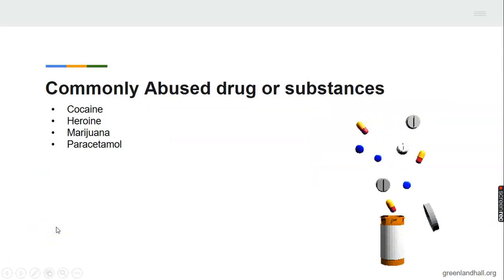Now, let's see some commonly abused drugs or substances. Cocaine, marijuana, heroin, even paracetamol. You wonder, paracetamol again? Yes. A lot of us take paracetamol just for pleasure, without medical instruction, without medical prescription.